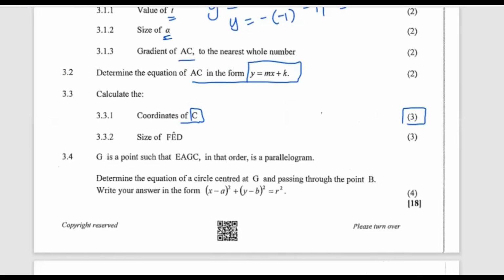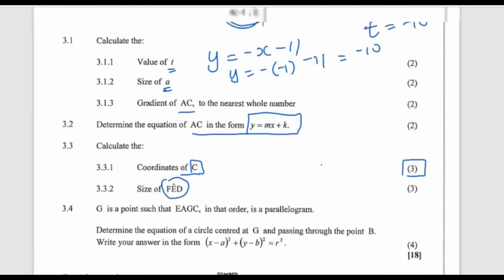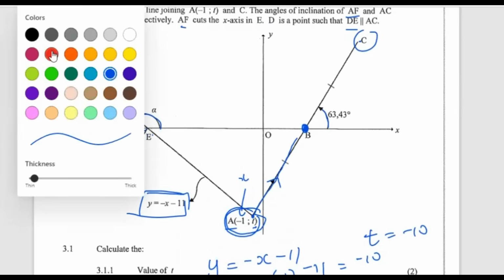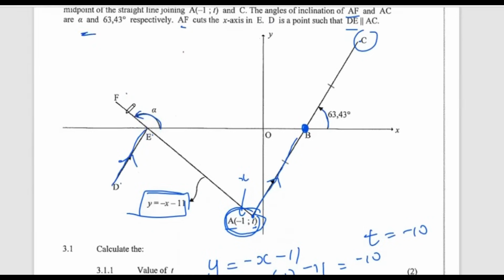All right, then 3.3.2, they want the size of FED. What is FED? They want us to find this big angle. This angle.